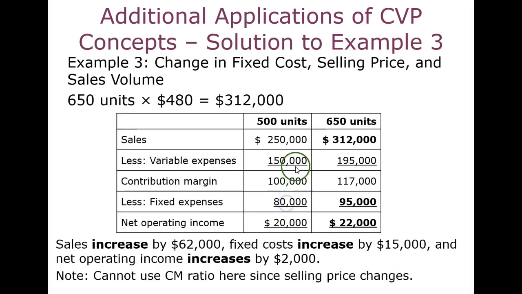Let's take a look. Here's where we were originally. Let's bump up the sales. The new selling price is down to $480, and 650 times $480 gives us $312. Take away the variable expenses. Our contribution margin goes up $17,000 to $117. Our fixed expenses, $95, went up $15, and so we do go up $2,000 in profits because our contribution margin went up $17,000 and our fixed expenses went up only $15,000. So this would be a wise decision, to put $2,000 more in our bottom line.